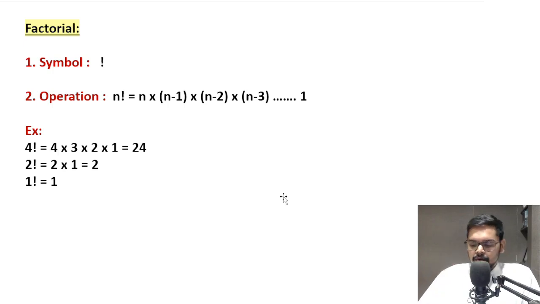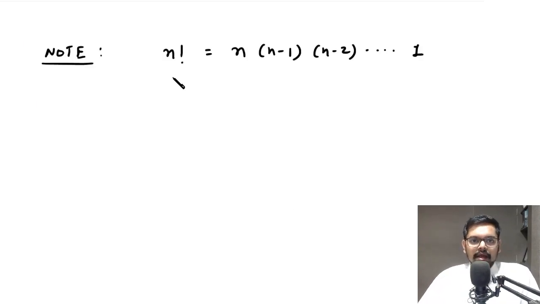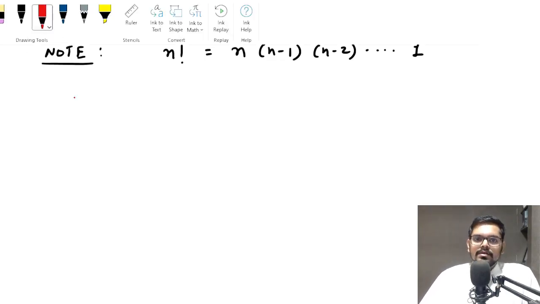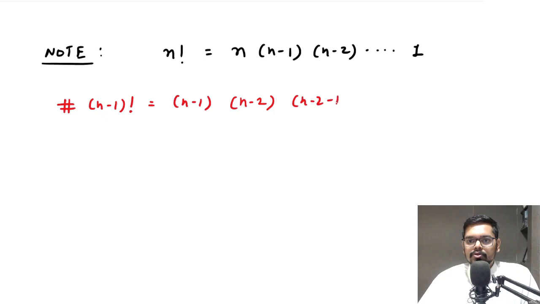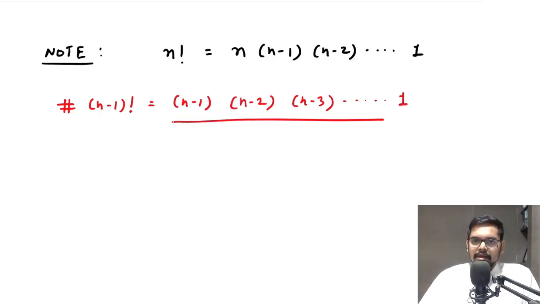Now there is one interesting note about factorial. As we have seen, n factorial is n into n minus 1 into n minus 2, and so on up to 1. Now what if I ask you, what is n minus 1 factorial? It is very simple. Start with n minus 1, then go a number back, that would be n minus 1 minus 1, which can be written as n minus 2. Then go a number back, n minus 2 minus 1, which is n minus 3, and so on. The last term would be 1. Can you see this is present above?